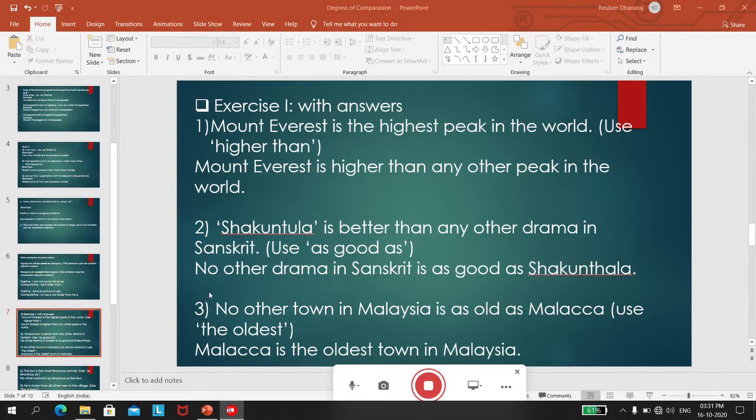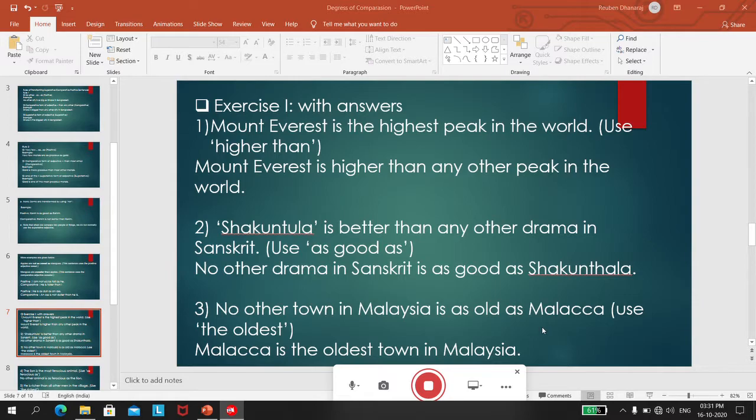So your transformed sentence should be: No other drama in Sanskrit is as good as Shakuntala. Now, no other town in Malaysia is as old as Malacca. I might say use oldest, or use the oldest.